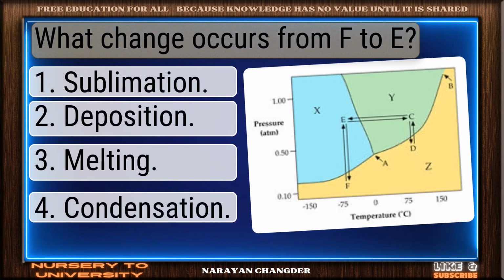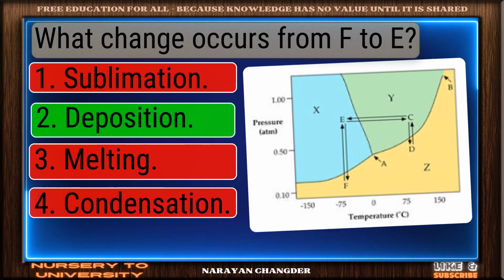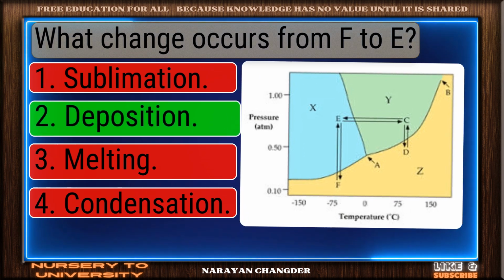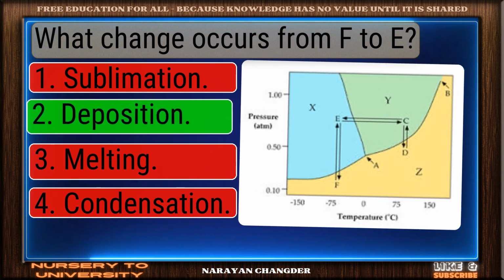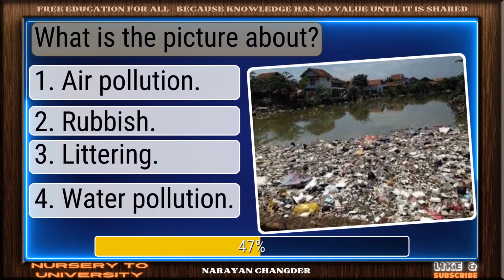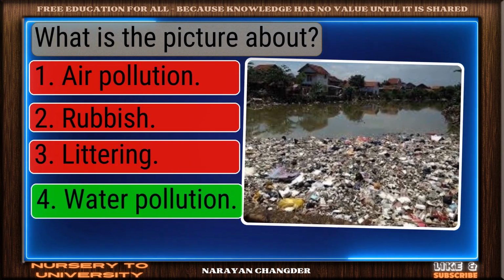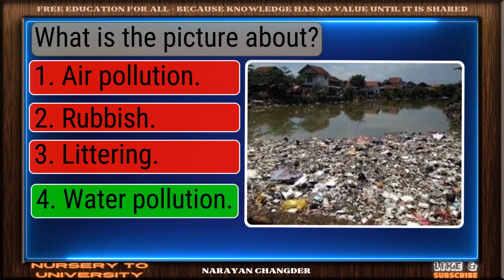What change occurs from F to E? You got it. Your choice deposition is right. What is the picture about? Clear logic. Your choice water pollution is sound and 100% true.